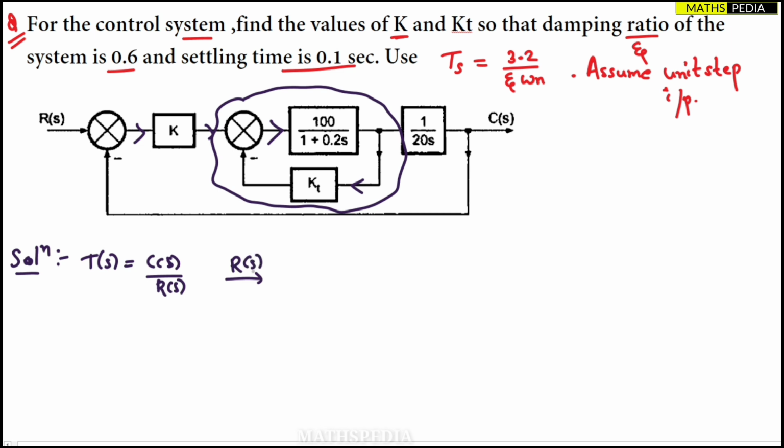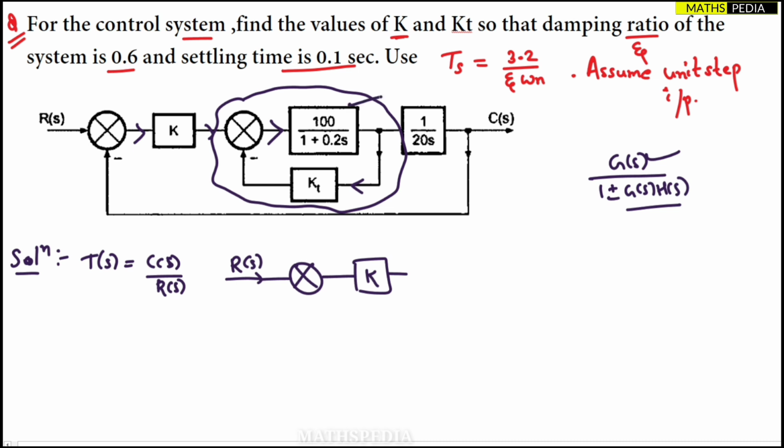So r of s is sitting here, then one summing point is there, then the k block is there, right? K block, then this entire block I am reducing to one block. How to reduce that? Always remember, when you reduce the loop, you have to introduce a new block and fill it with the transfer function. For minor loops, it will be g of s by 1 plus or minus g of s into h of s. This is what you have to do.